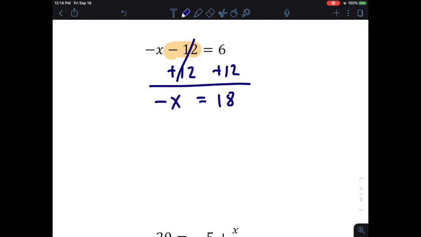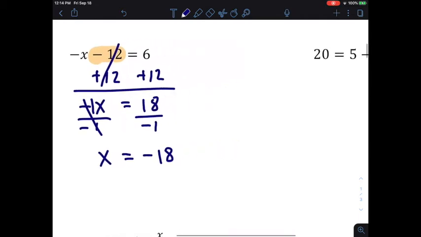And this one, we can do one of two things. We can look at that and say, hey, if it's negative x, I can just move that negative sign over to the 18 and call it negative 18. Or we can remember that there's a 1 there, and we divide by a negative 1. And anytime we divide a positive number by a negative number, the answer is going to be negative. So we have negative 18. Okay, let's keep going.